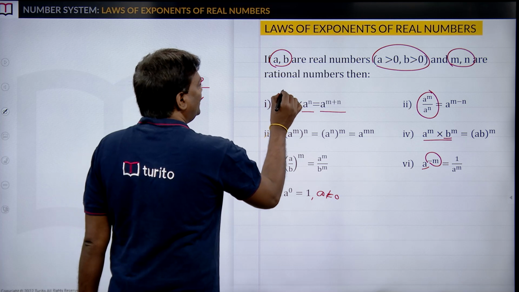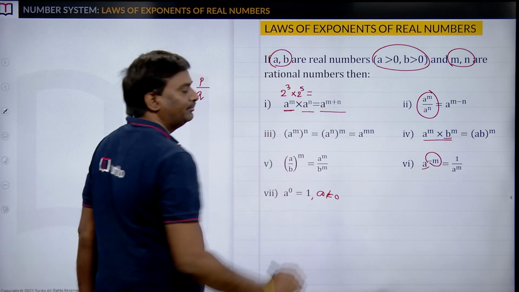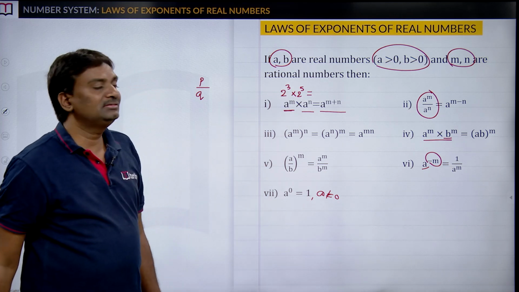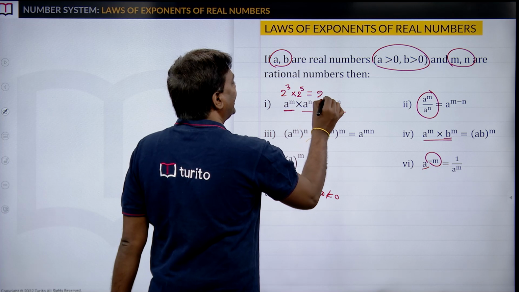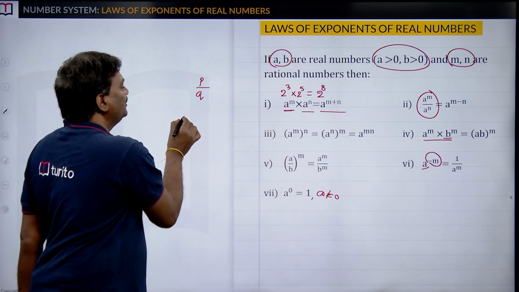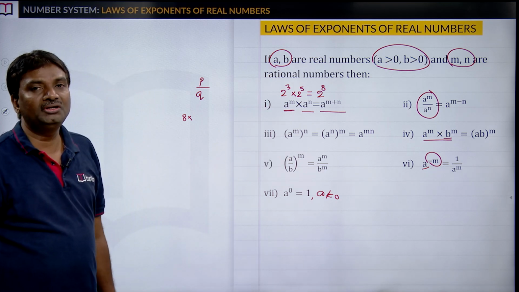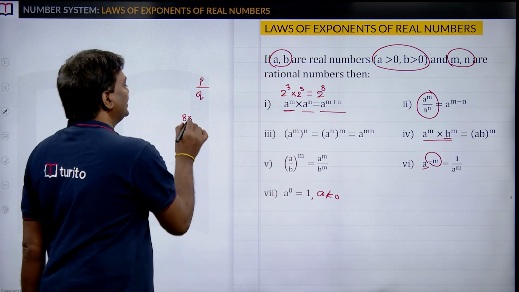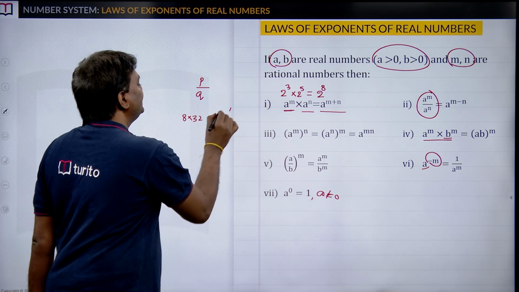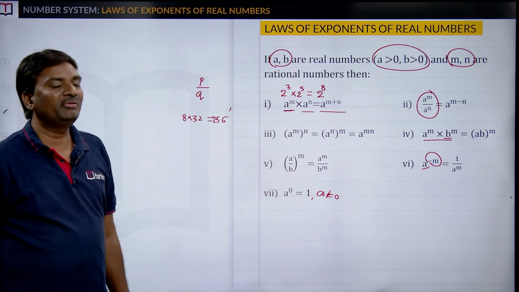So for example, if we take 2 cube into 2 power 5, by observing, in place of a we have 2, in place of m we have 3, in place of n we have 5. According to this formula we can write 2 power m plus n, 3 plus 5, 8. Where 2 cube equals 8, 2 into 2 into 2. 2 power 5 means 32, 2 into 2 into 2 into 2 into 2. If you multiply these two, 8 times 32 gives 256, that is the value of 2 cube into 2 power 5.